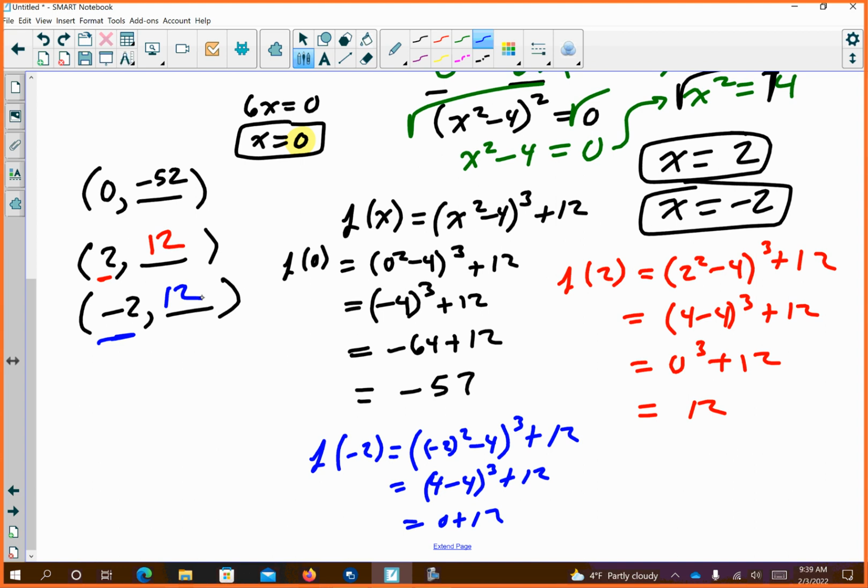Anything else off that page we can take a look at? 11? Sure.